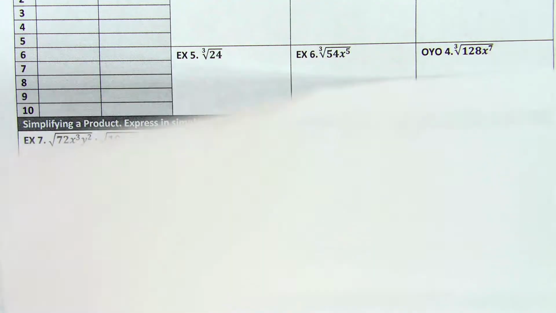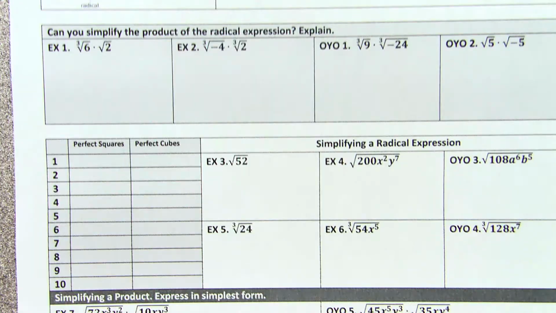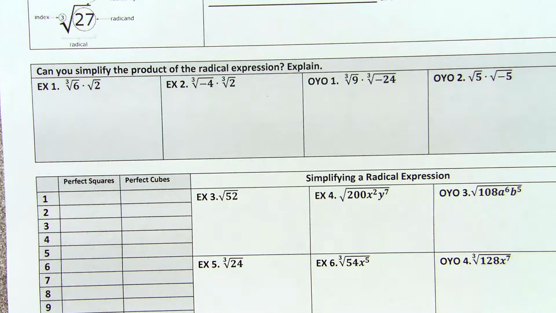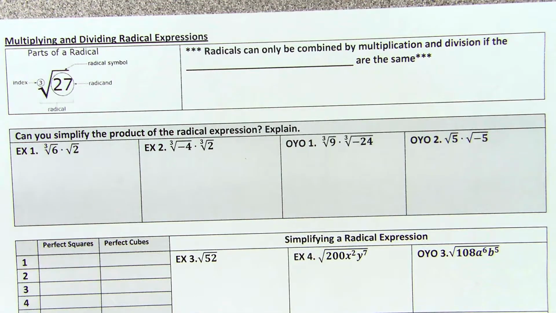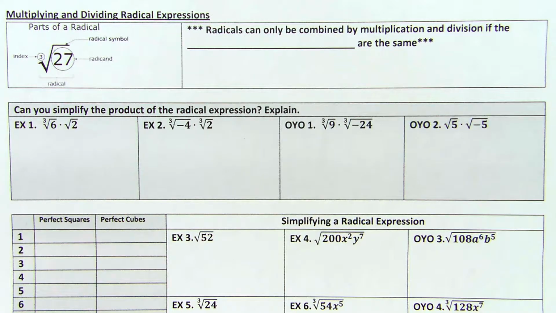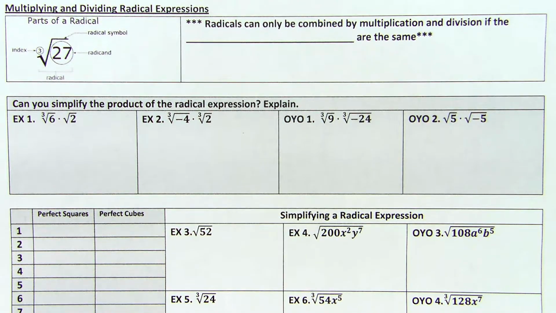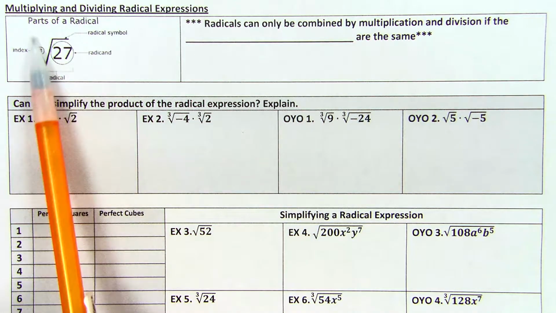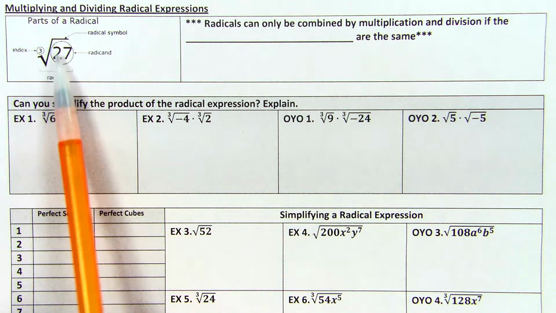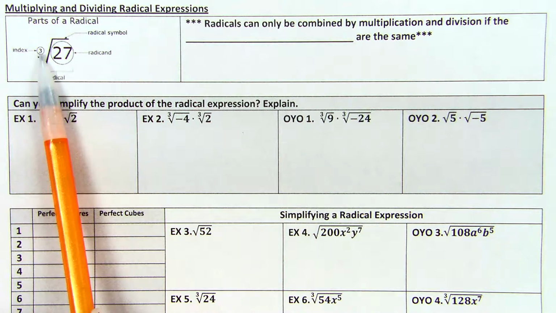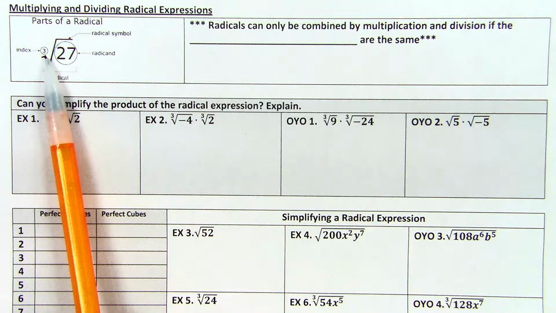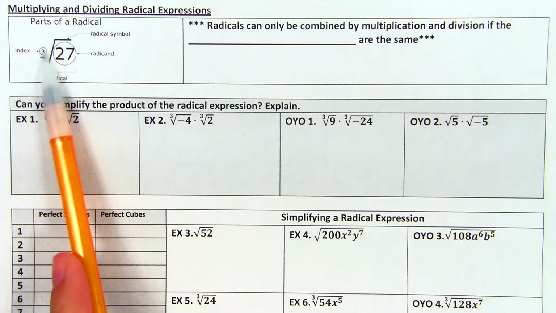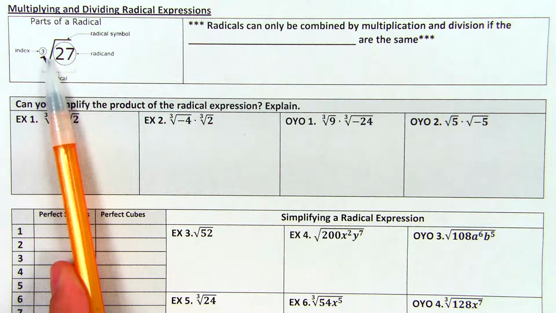Okay, so now let's get to the page that is titled Multiplying and Dividing Radical Expressions. Before we get started in an example, I want to make sure that we understand all the parts of a radical. This whole expression here is a radical. Now this out here is what's called the index. It's how we know what to call the root. Is it a square root, a cube root, a fourth root? It's based off this number here. So we have a cube root in this case.